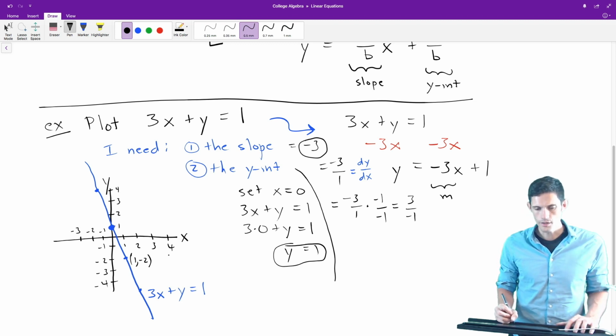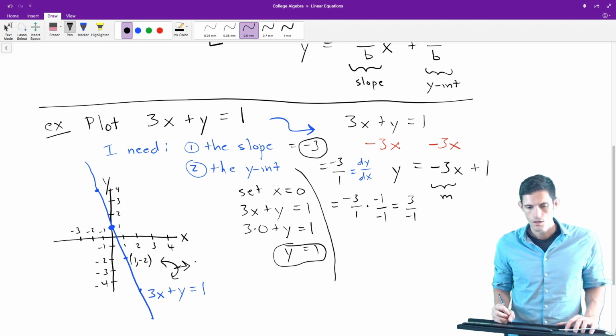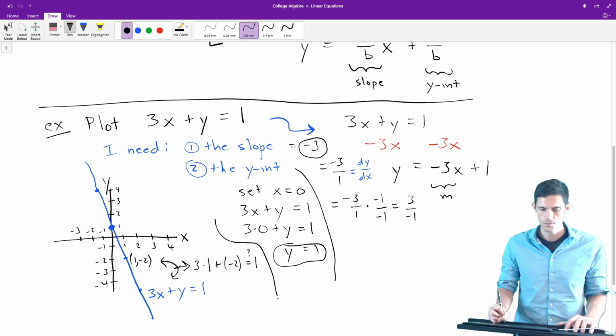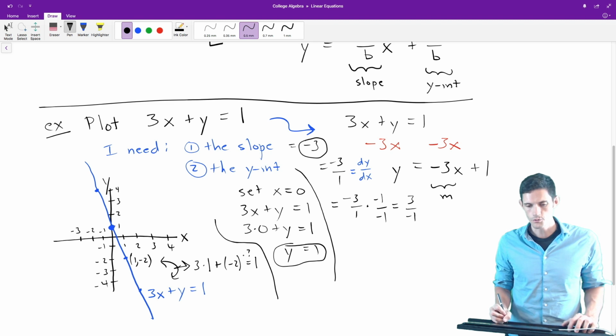So if I were to plug that in to this equation, 3 times x, which is 1, plus y, and y is -2, and that's equal to 1? I'm just going to put a little question mark here because I'm not saying that's true. I'm saying that's what I hope is true if I did my work correctly. So that's what I'm checking.